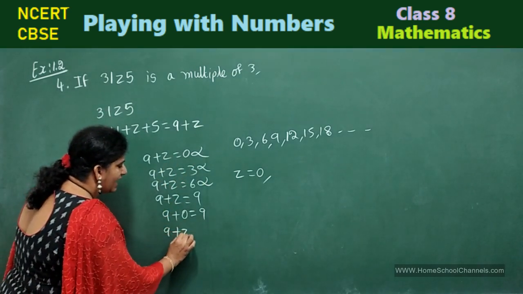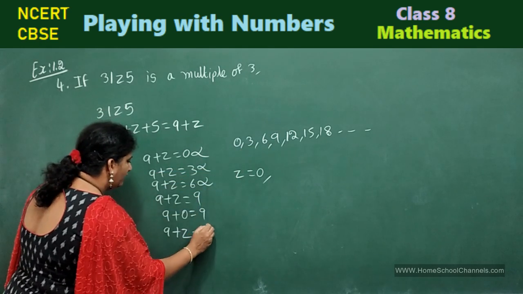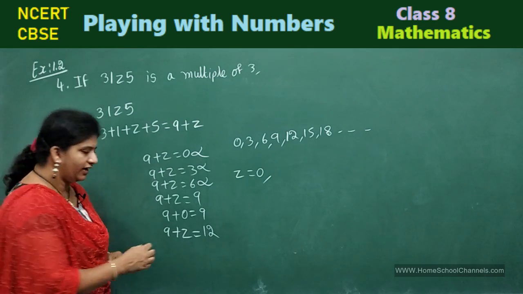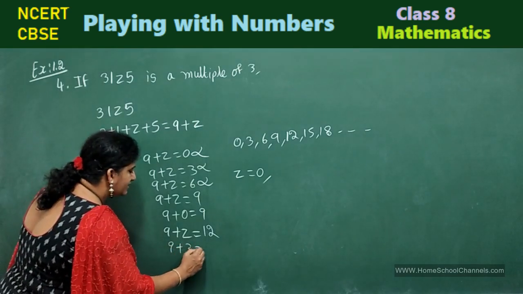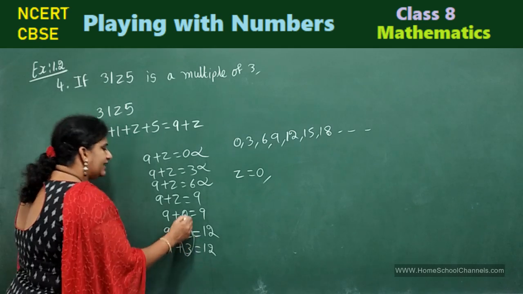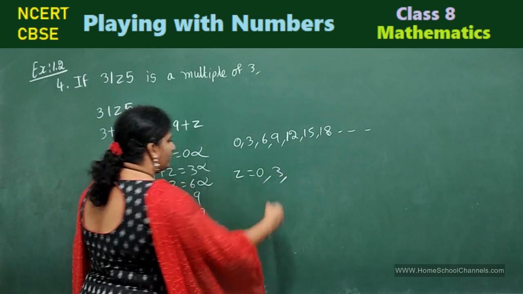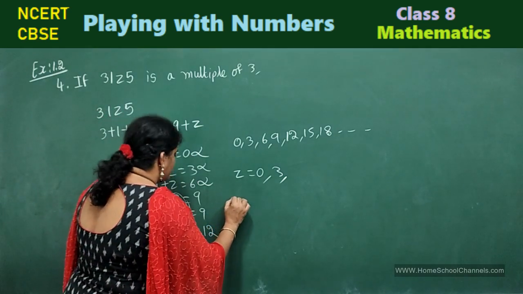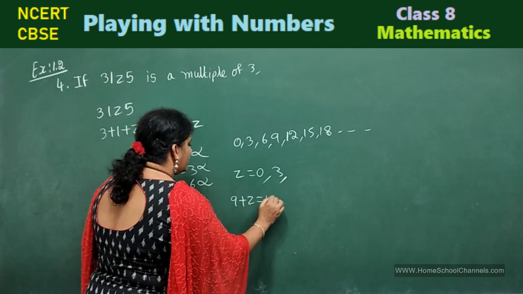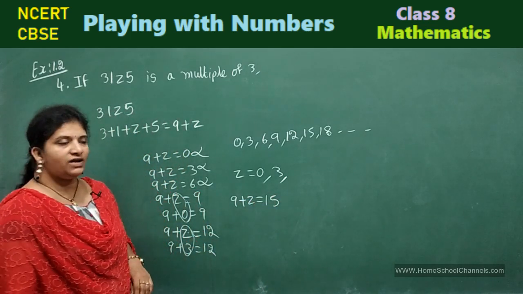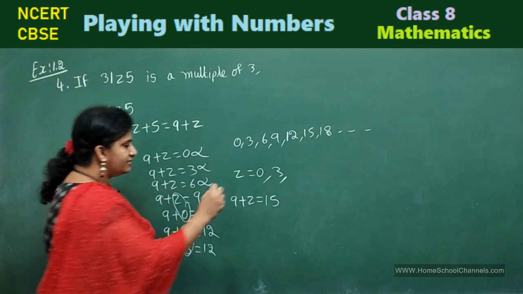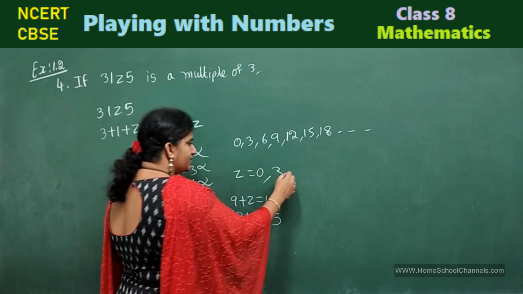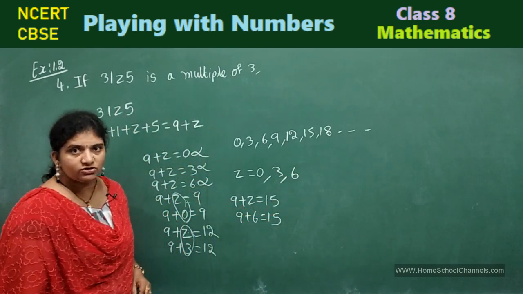Let us take another number. 9 plus z is equal to 12. Okay. For 9, what do you add to get 12? 3, right? 9 plus 3 is equal to 12. Therefore, z is equal to 3. Okay. And next, I am going to take the next number. 9 plus z is equal to 15. For 9, what do you add to get 15? 6, right? 9 plus 6 is equal to 15. So I can say the value of z is also 6.